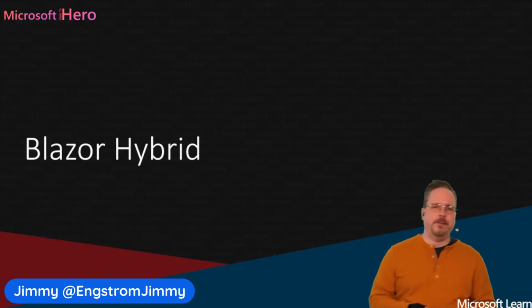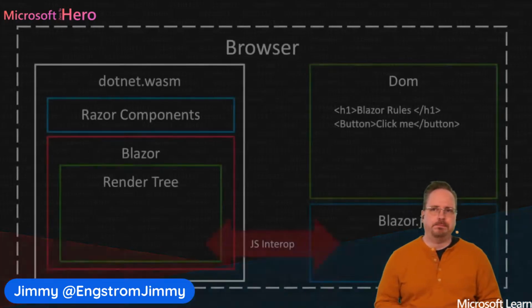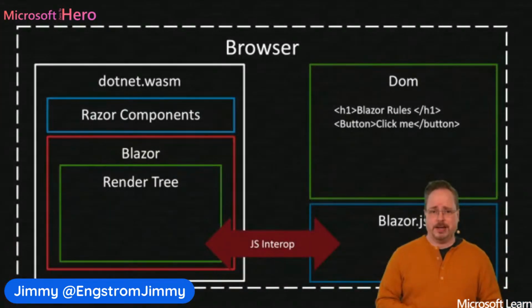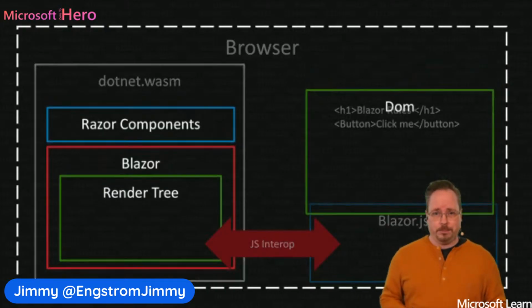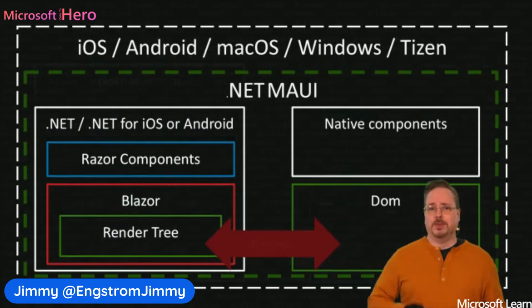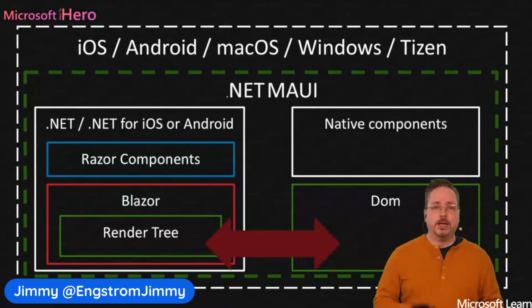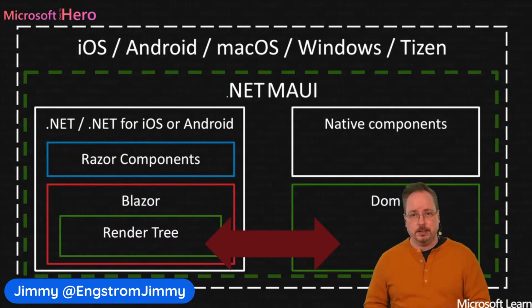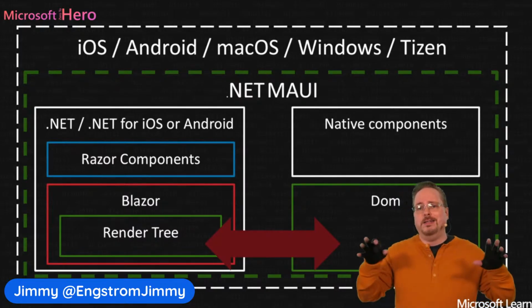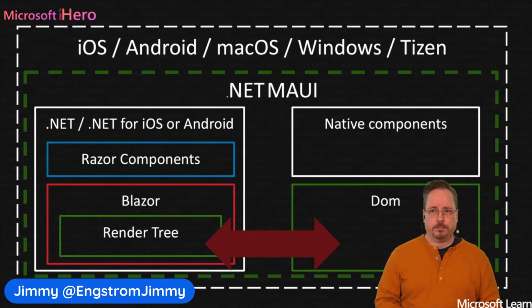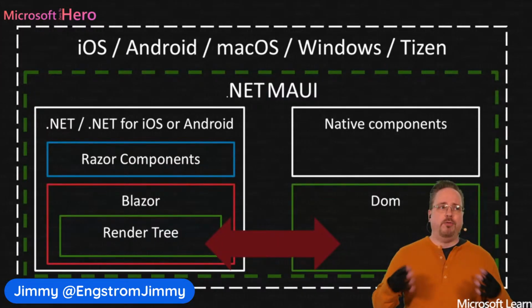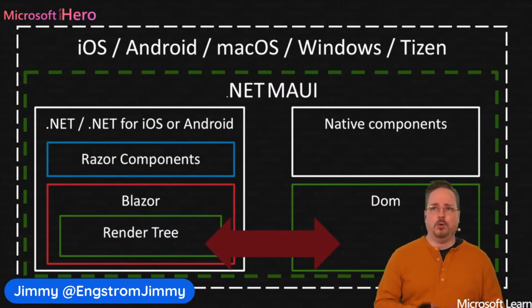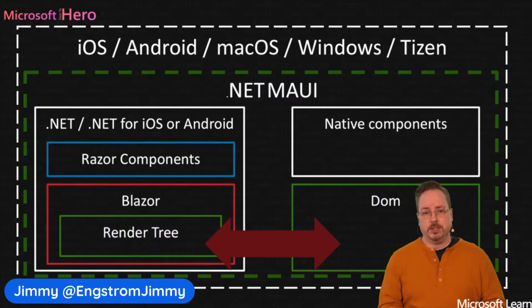So what about Blazor Hybrid? Well, let's go back to the WebAssembly slide here. So Blazor Hybrid, again, it's all about where things are running. Now we're running inside of iOS, Android, Mac OS, Windows, or Tizen. We're running inside of .NET MAUI, on top of .NET or .NET for iOS or Android.